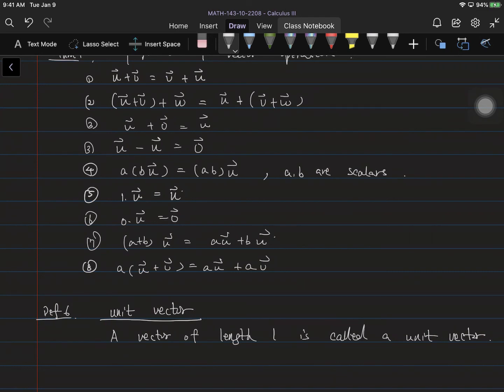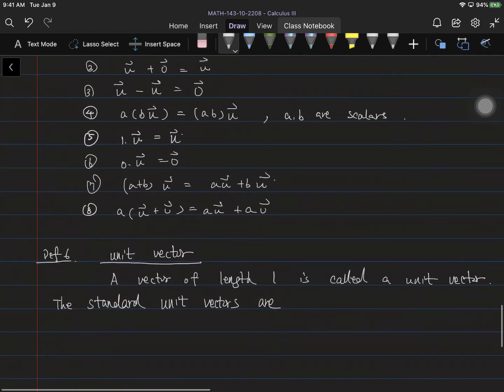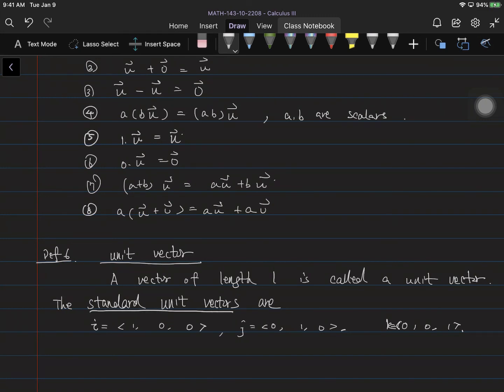The standard unit vectors, we have some standard unit vectors. Okay, so they are 1, 0, 0, and usually we write them as i. j equals 0, 1, 0, k equals 0, 0, 1. Okay, they are called standard unit vectors. And if you look at the length of those vectors, they have the length 1.